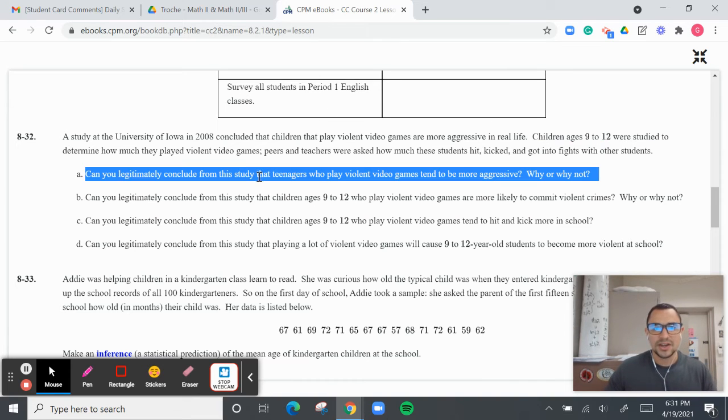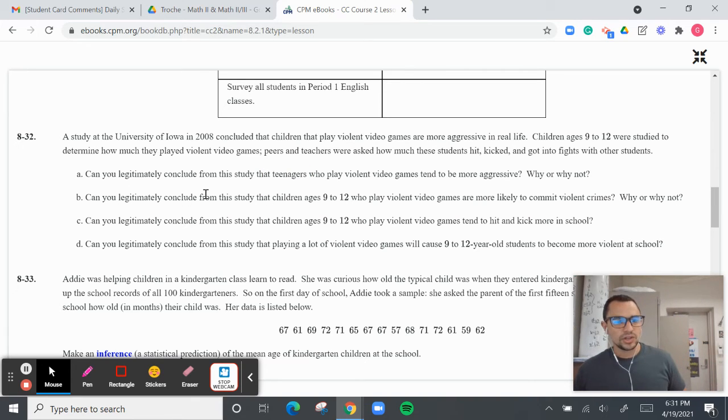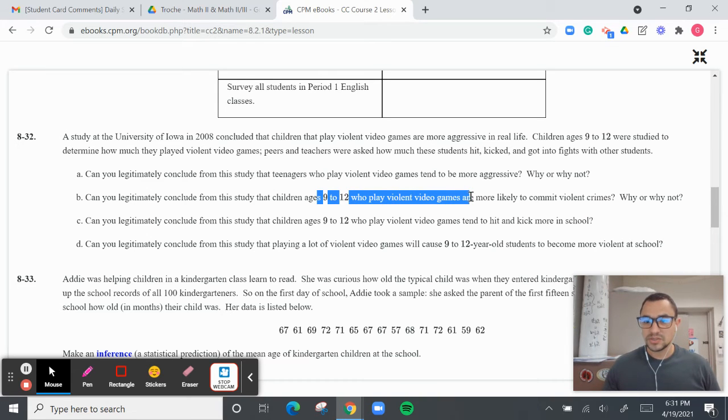So this is kind of a tricky question. You've got to read it carefully, because everything else says 9 to 12, 9 to 12, 9 to 12, but this one says teenagers. So you've got to be very careful. It's very specific. B, can you legitimately conclude from this study that children aged 9 to 12 who play violent video games are more likely to commit violent crimes?